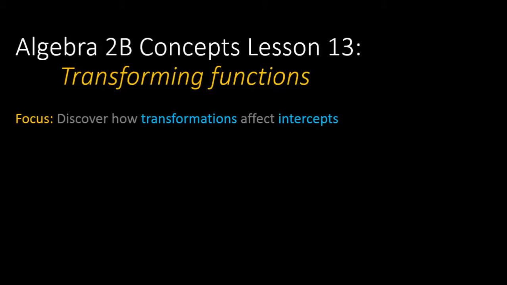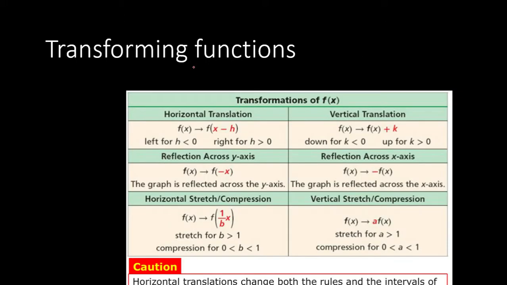Let's talk about transforming functions, and we're going to focus on discovering how transformations affect intercepts. Remember that transformations just mean that we've changed the function somehow so that it's not the same as the parent function. So, for example, if I have a parent function of x squared, if I divide it by something, if I subtract something from it, if I multiply it by something, these are all going to cause transformations.